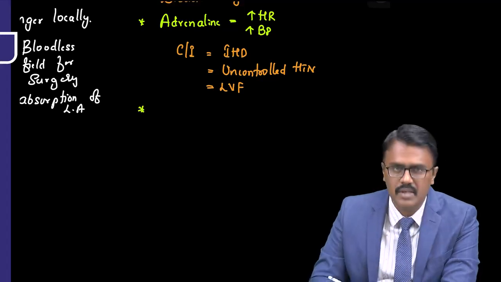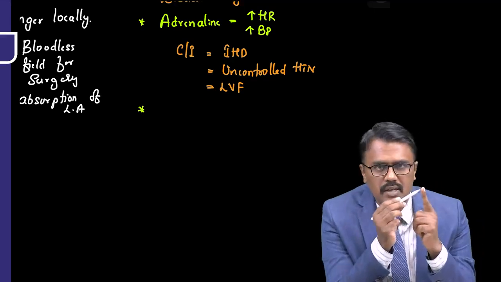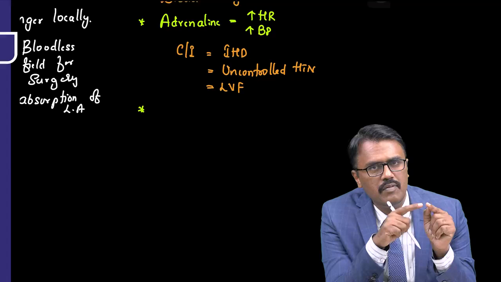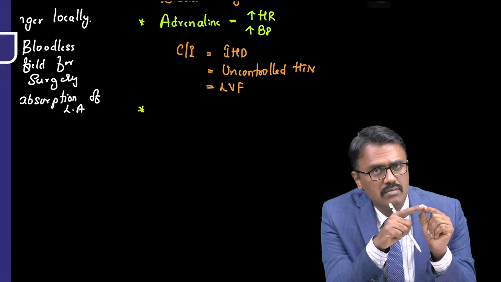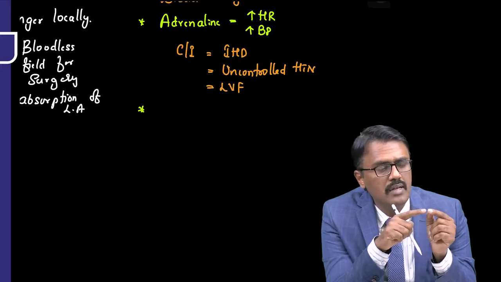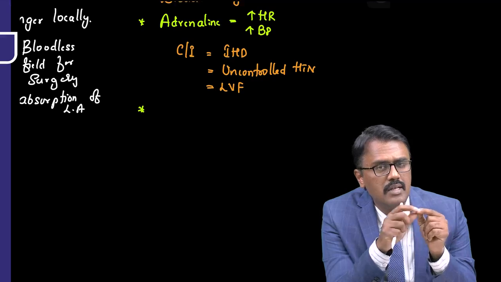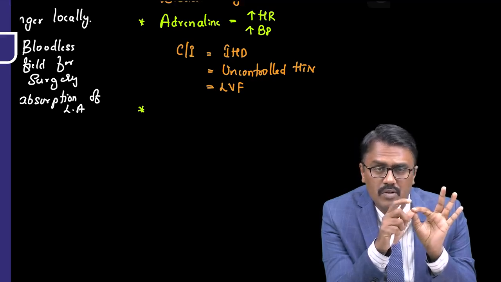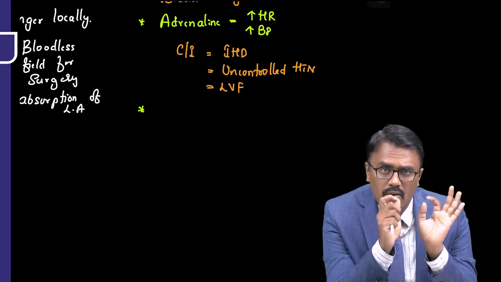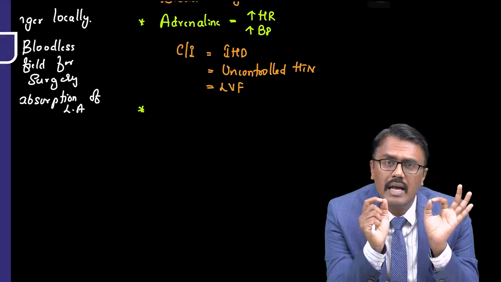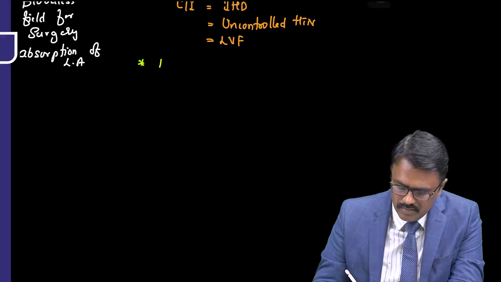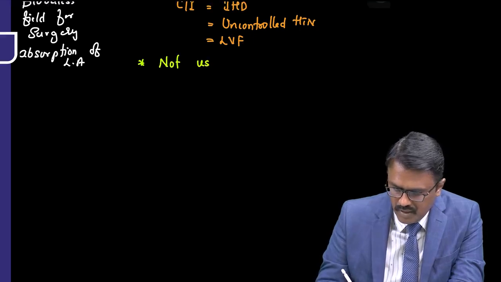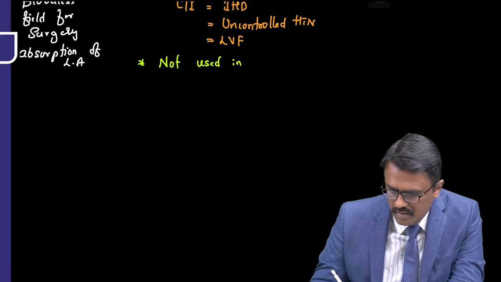Point number two, suppose somebody had a cut on the tip of the finger. If you use lignocaine with adrenaline, what happens? The tip of the finger doesn't have anastomosis. So it undergoes vasoconstriction and there is ischemia and gangrene. So the tissues may die. So the combination should not be used in end arteries.